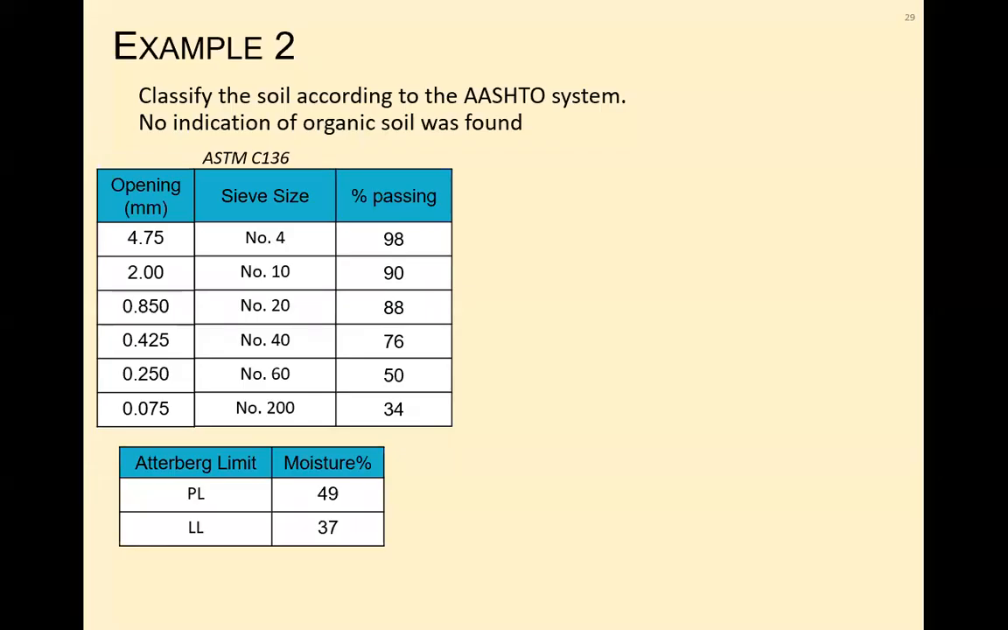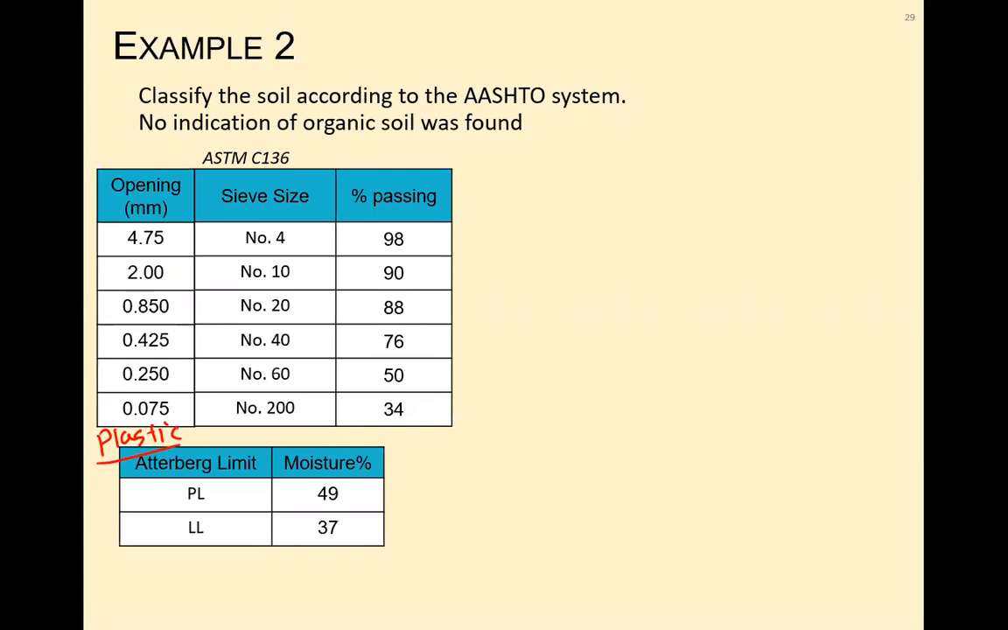All right, another example. Classify the soil according to the AASHTO system. No indication of organics was found, but it is plastic because they did Atterberg limit tests on it. So we're told that we have a plastic limit of 49 and a liquid limit of 37. So that means it's behaving like a clay.